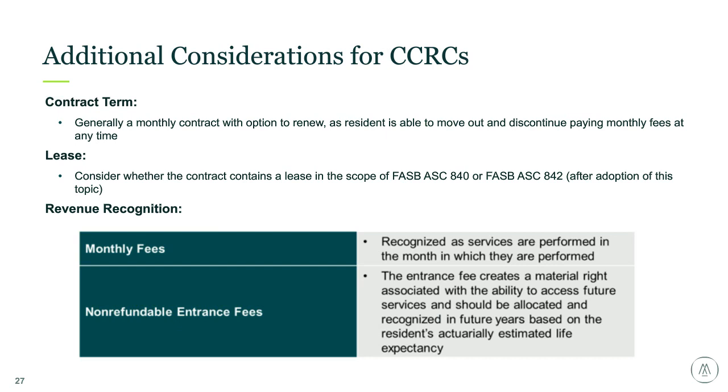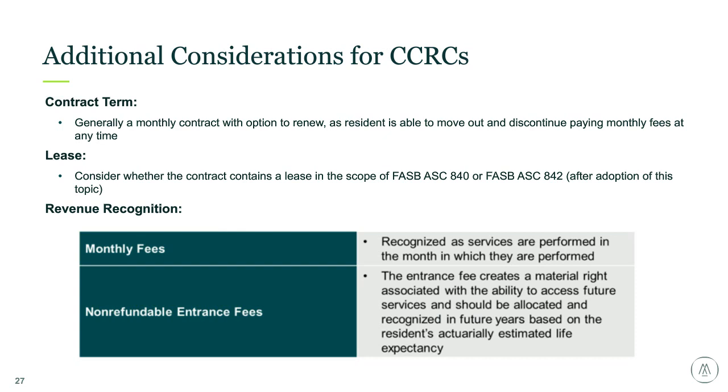Second, with the contract terms, the resident agreements may be for a specified term, perhaps for the life of the resident. However, if the resident is able to move out each month without financial penalty, for the purposes of applying this standard, you will have a monthly contract with an option to renew. And finally, regarding when and how to recognize revenue under the standard, for the monthly fees, you would recognize on a monthly basis when those services are performed.